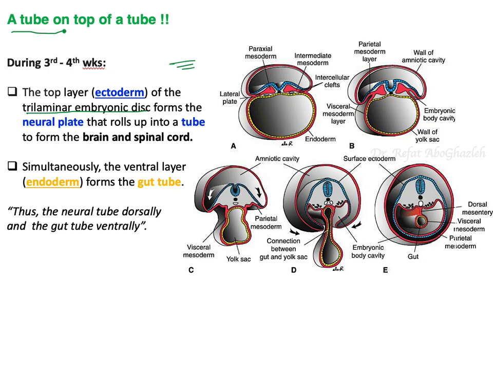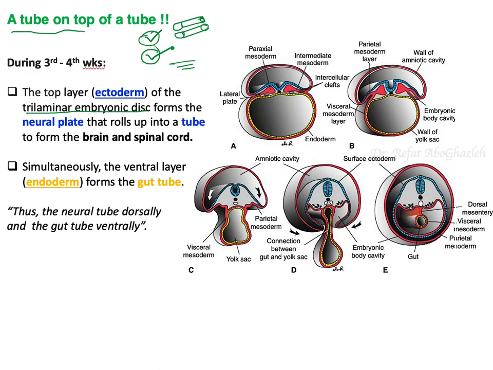Now, from the beginning, look at this title or this sentence: a tube on top of a tube. That means I'm about to talk about the formation of two tubes, one above the other. One is the neural tube, one is the gut tube for the GI system.